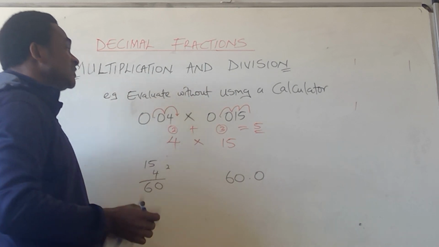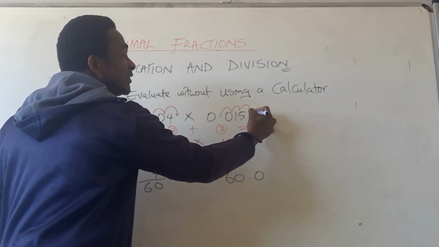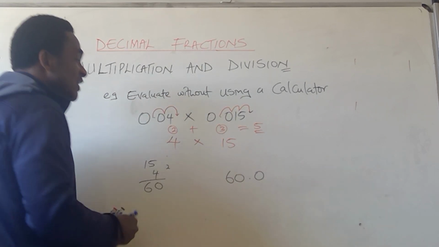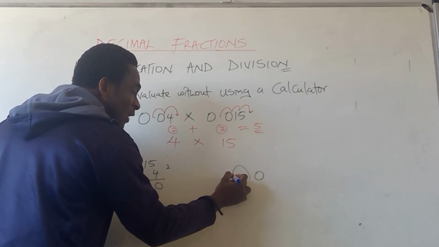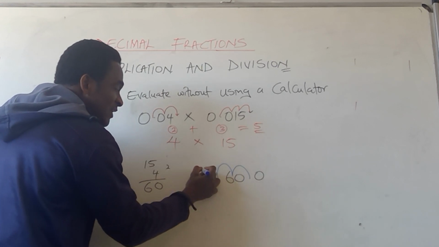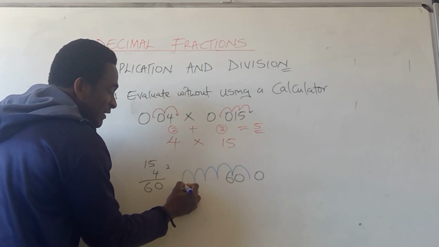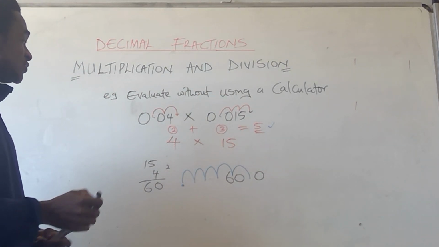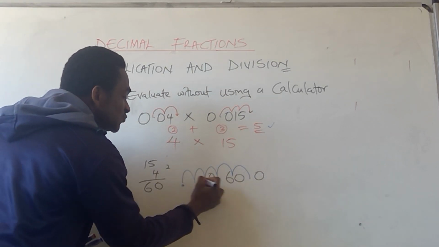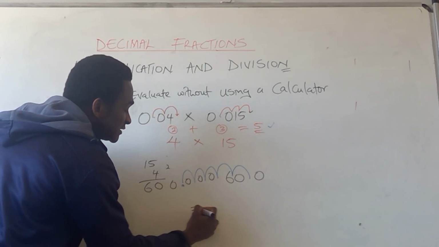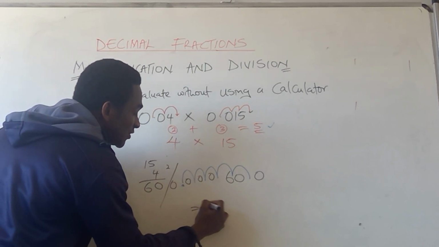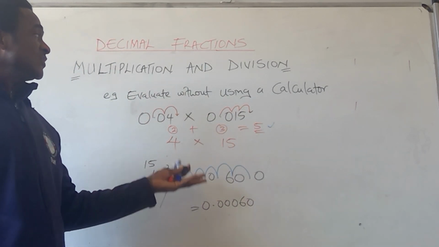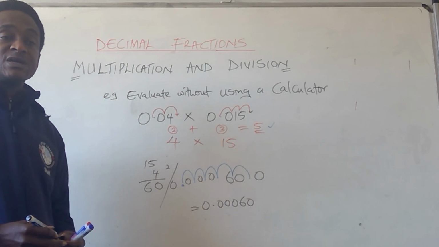Since when we were taking out the decimal places, we were moving towards the right, this time we will have to take it back to the left. The number of steps: 1, 2, 3, 4, 5. And our decimal place will be here, which is the same number of steps we took out. So we fill in the empty spaces with 0, and this gives us our answer, which is 0,00060. And that is the solution to this problem without using a calculator.